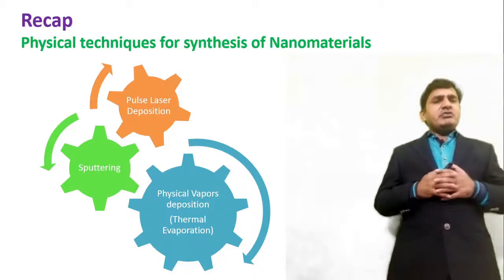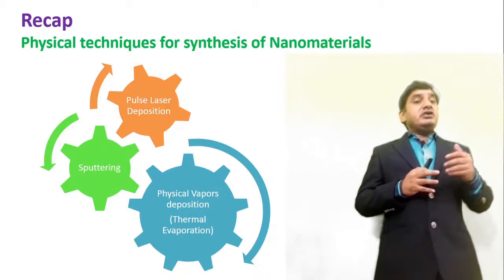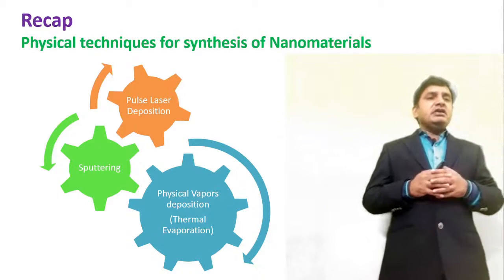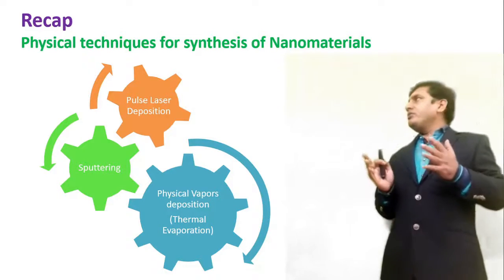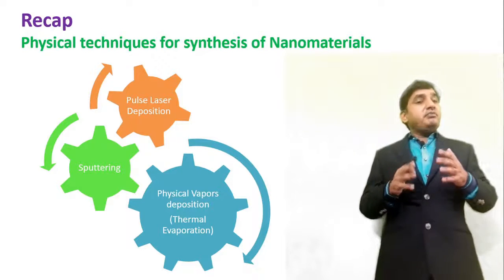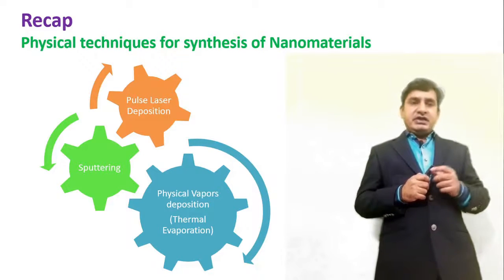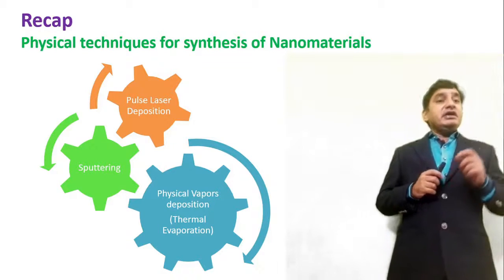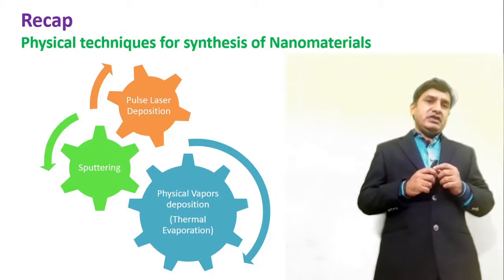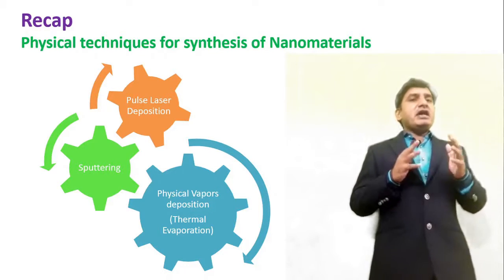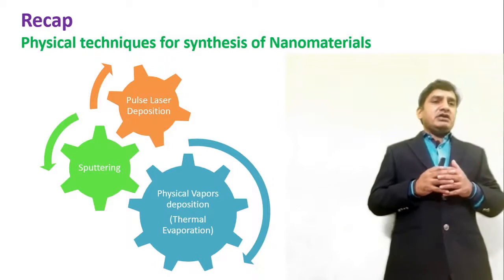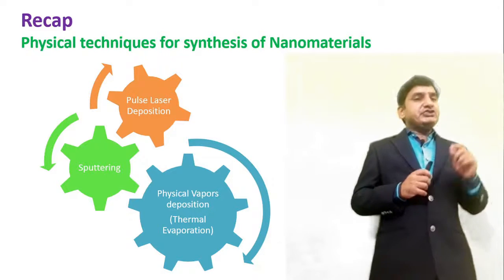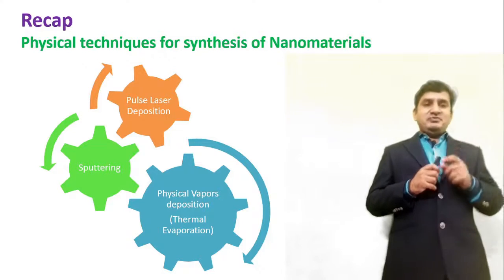In the previous lecture, we discussed the physical vapor deposition techniques: thermal evaporation and the sputtering technique. Then we also discussed the ball milling method and the pulse laser deposition technique. In pulse laser deposition, the laser beam is incident on the target material so that plasma is formed, and this plasma is deposited on a glass substrate so that we get a thin film.